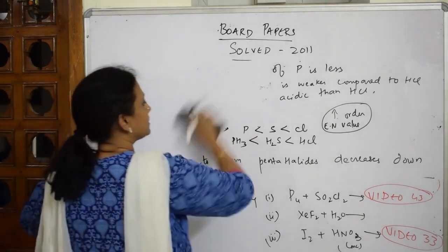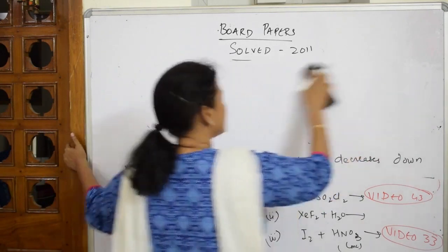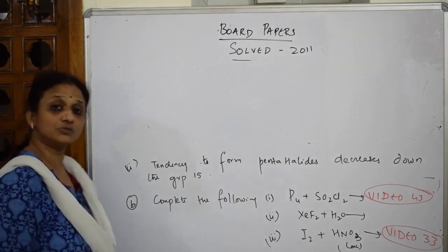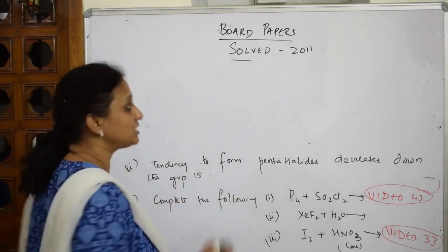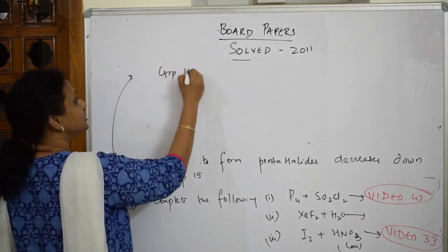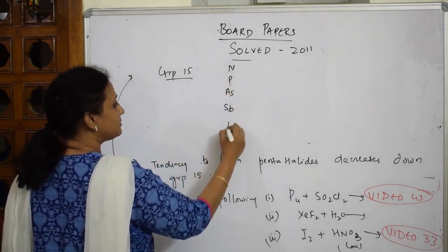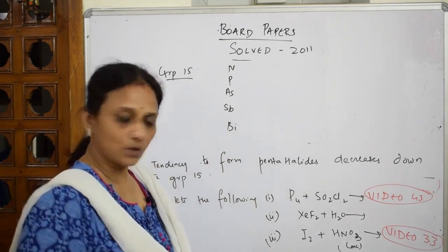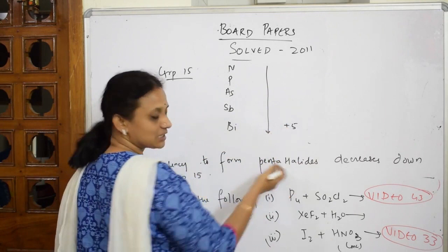What do they give me now? They've asked, the tendency to form pentahalides decreases down the group. Pentahalides of group 15, they said. When they say group 15, try to write the elements. I'm writing this answer here. Group 15 elements, what are they? Nitrogen, phosphorus, arsenic, antimony and bismuth. They say tendency to form pentahalides. When I go down the group, the tendency to show +5 oxidation state, that is nothing but pentahalides.